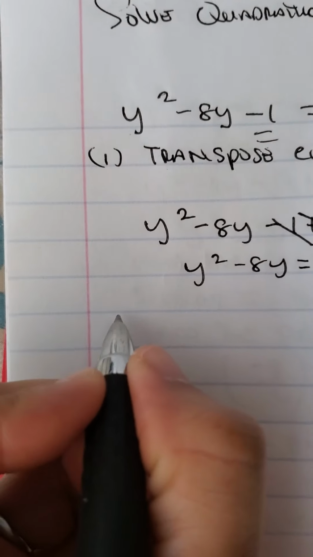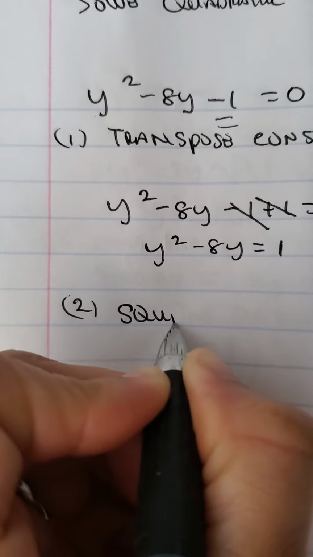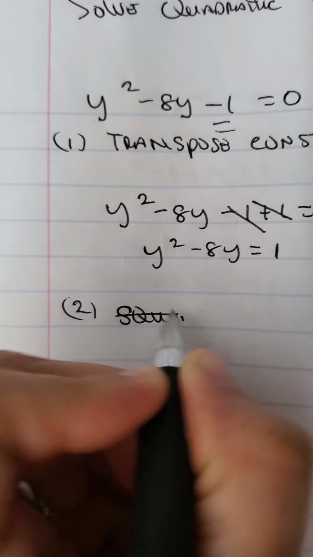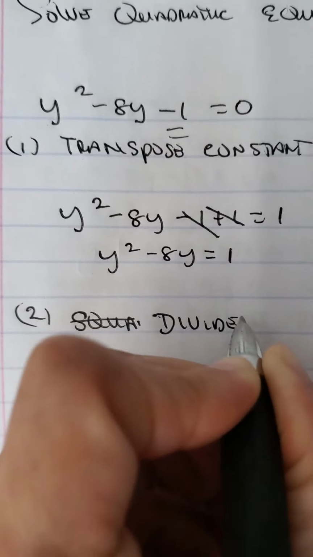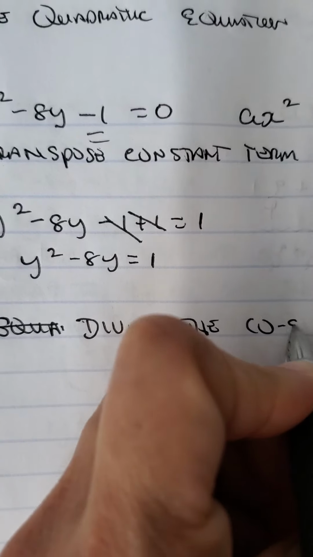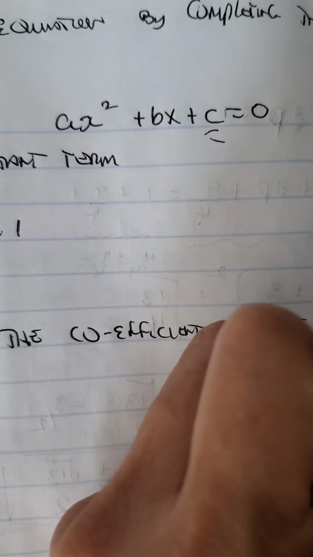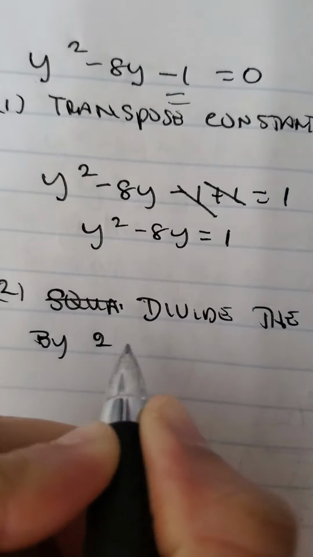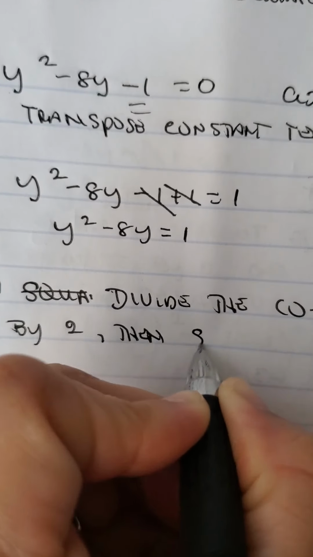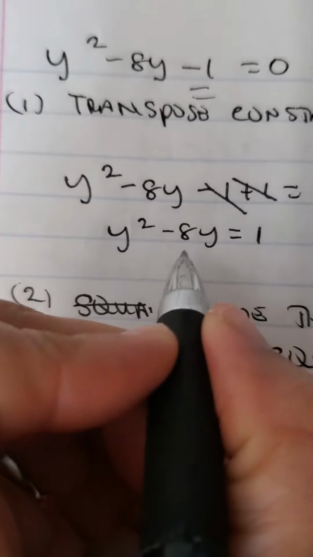And then the next step I want to do is I want to divide the coefficient of the second term by 2, then square it. So what I'm going to do, I'm going to take the coefficient of my second term.